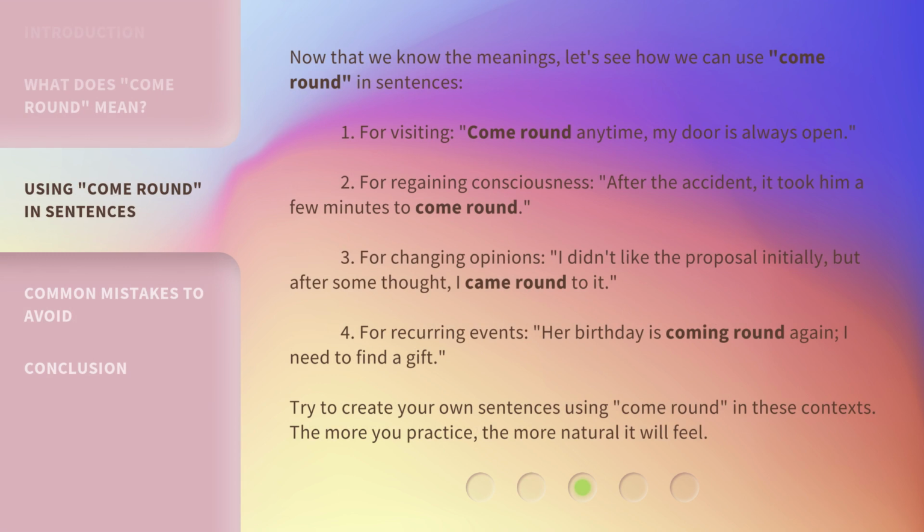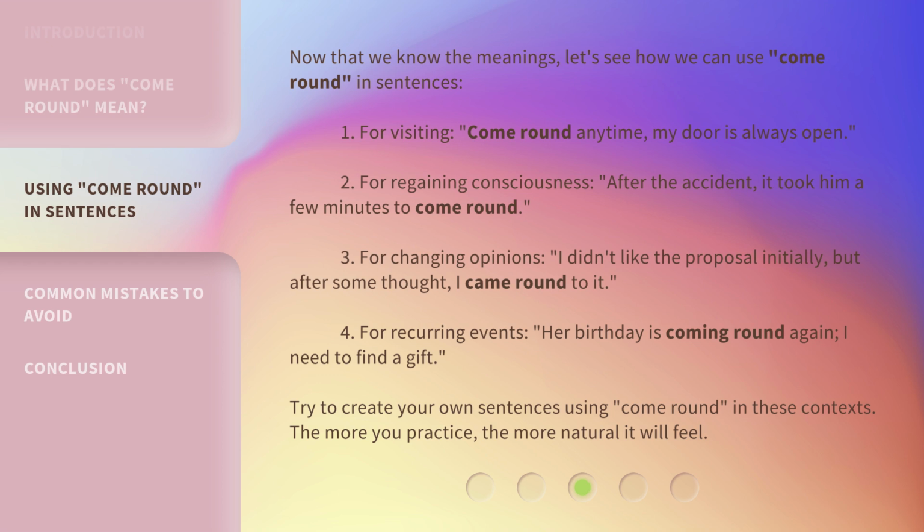Now that we know the meanings, let's see how we can use come round in sentences. 1. For visiting. Come round anytime. My door is always open. 2. For regaining consciousness. After the accident, it took him a few minutes to come round. 3. For changing opinions. I didn't like the proposal initially, but after some thought, I came round to it.